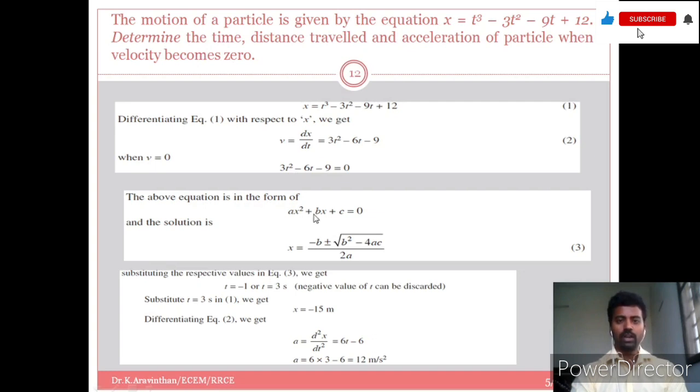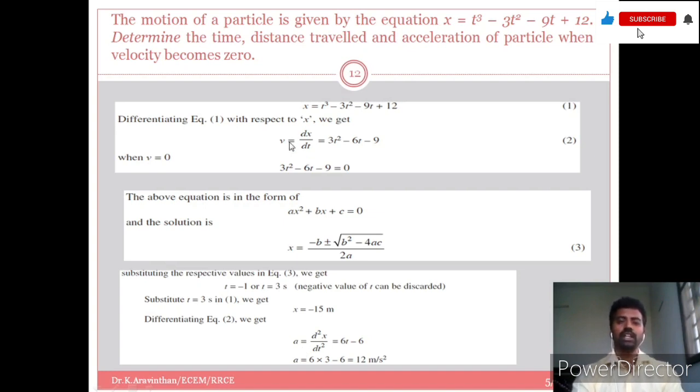If you found the value of t, right now our point of interest is the distance traveled. So after identifying the 3 seconds, we have to substitute it in this equation of x. So x is distance. If you substitute t as 3, you will get a distance of minus 15.